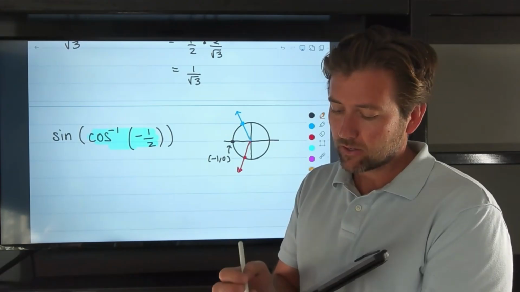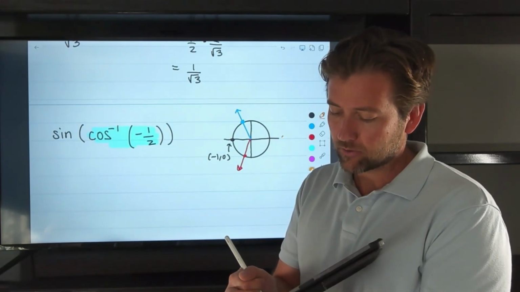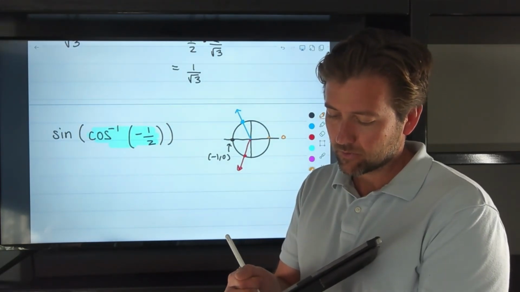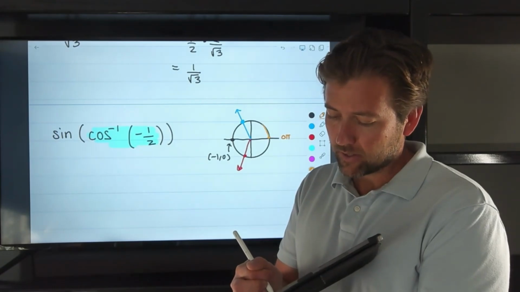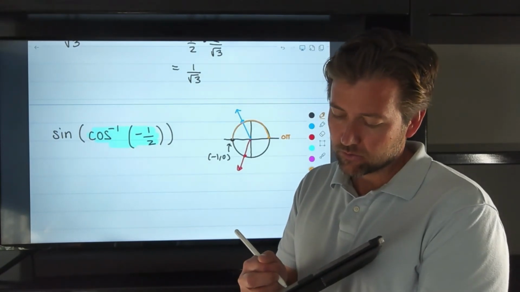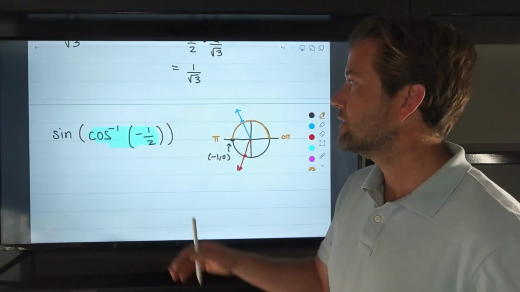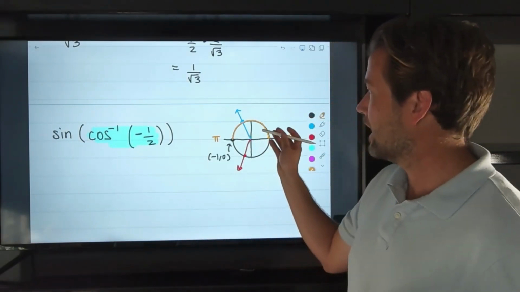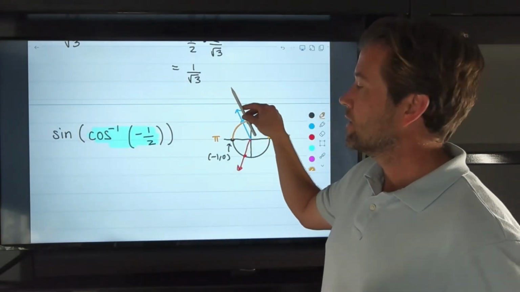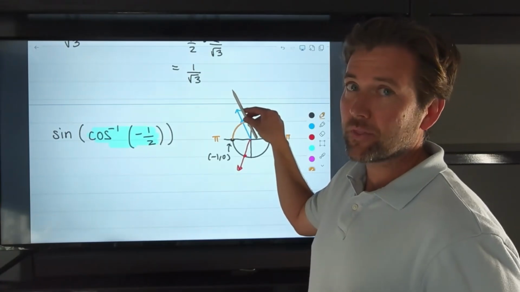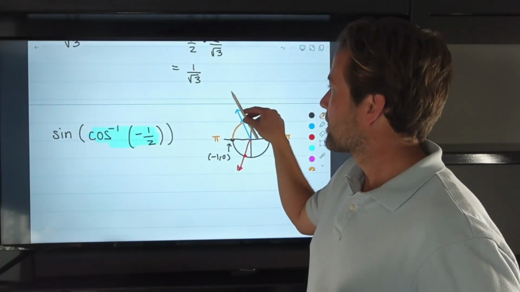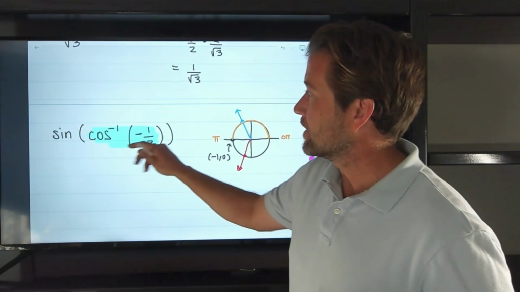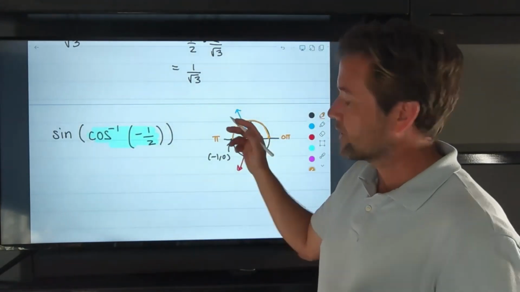Now arc cosine must output values between 0 and pi. So this arc cosine has to be this angle in blue. You actually don't even have to know what that angle is, as long as you know the sine of that angle. Do you know the sine, which represents the y-coordinate, of that angle?